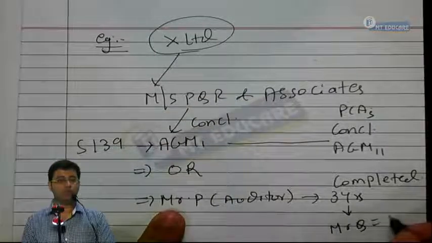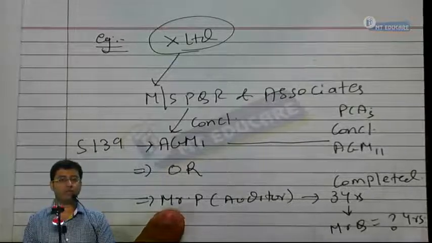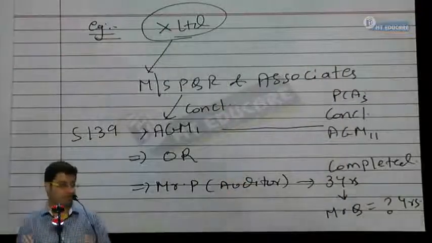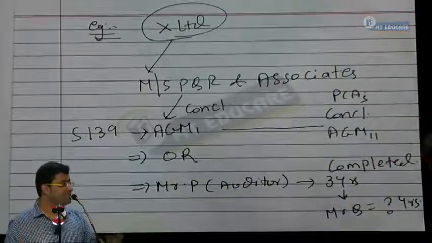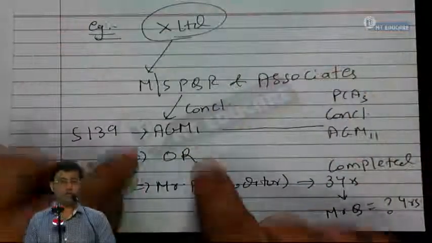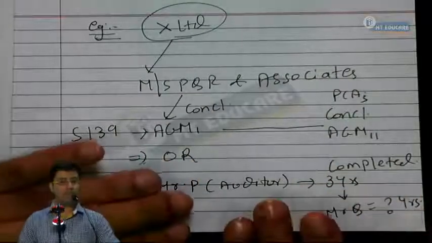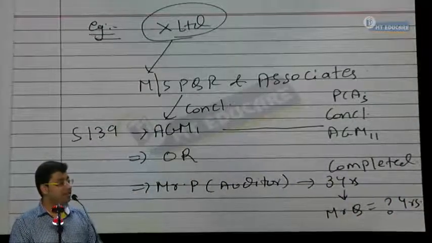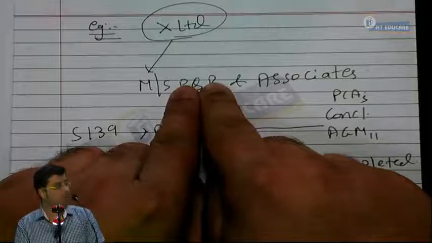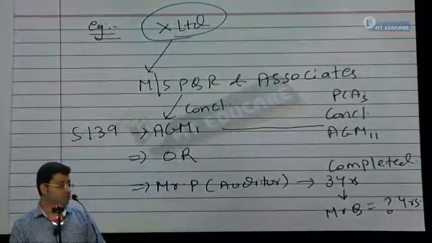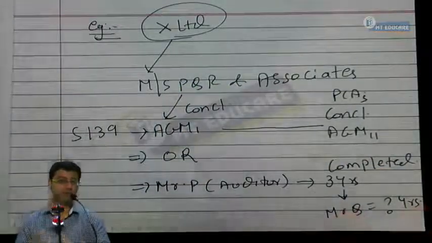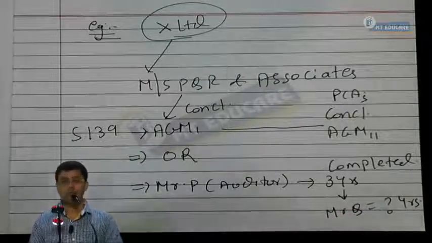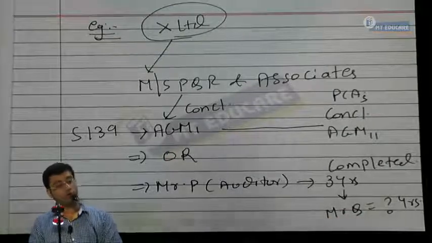Mr. Q, for how many years he will continue his office? This firm was appointed as an auditor. Peacefully understand the question. Firm was appointed as an auditor, OR was passed. After Mr. P completed 3 years, shareholders did not like him. So shareholders said that we are ratifying firm, but we are not ratifying Mr. P. Mr. P's services are not up to the mark, so we want either Q or R to come. So now what to do? Let us say Q. Q will do audit for how many years?